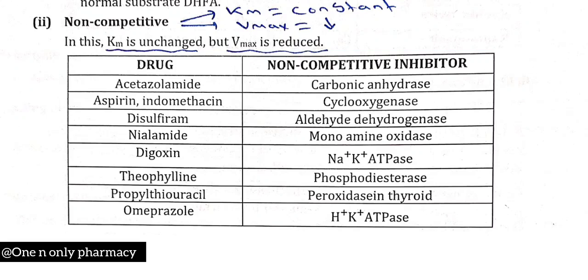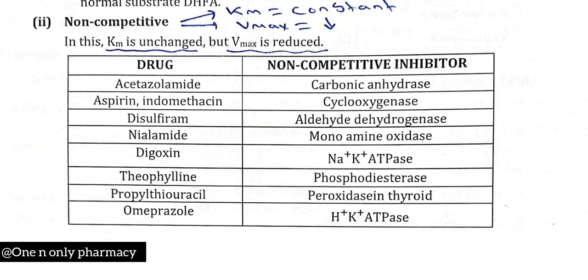Second, aspirin and indomethacin act on cyclooxygenase, meaning they are cyclooxygenase inhibitors. Disulfiram inhibits aldehyde dehydrogenase. Nialamide inhibits MAO, monoamine oxidase. Digoxin, a cardiac glycoside, inhibits sodium potassium ATPase. Theophylline inhibits phosphodiesterase. Propylthiouracil acts on peroxidase in the thyroid, meaning it acts on the thyroid.